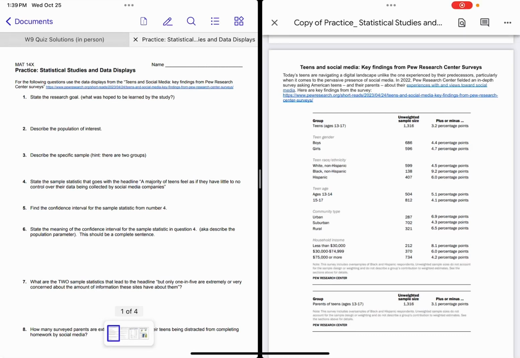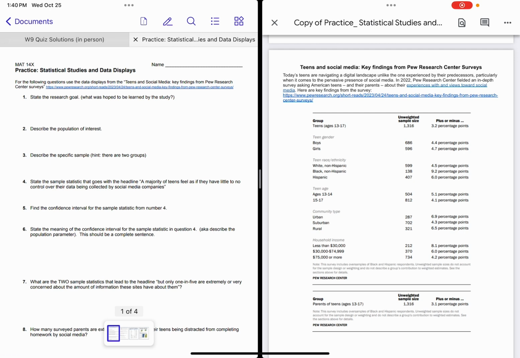This video is going to walk through my solutions to the statistical study practice. Some of the problems I might not write out the full answers. I'm just going to sort of talk through them. If you want to see the written out solutions, please take a look at the written out key on Canvas.